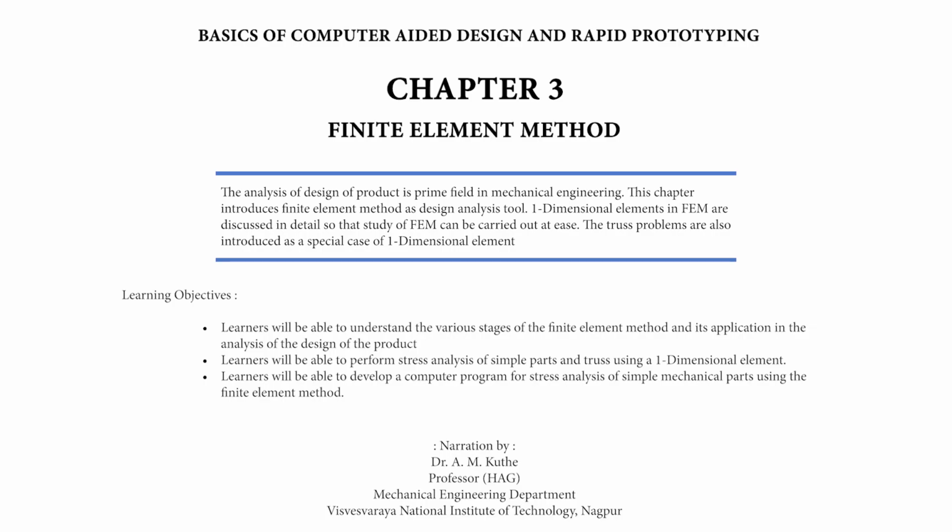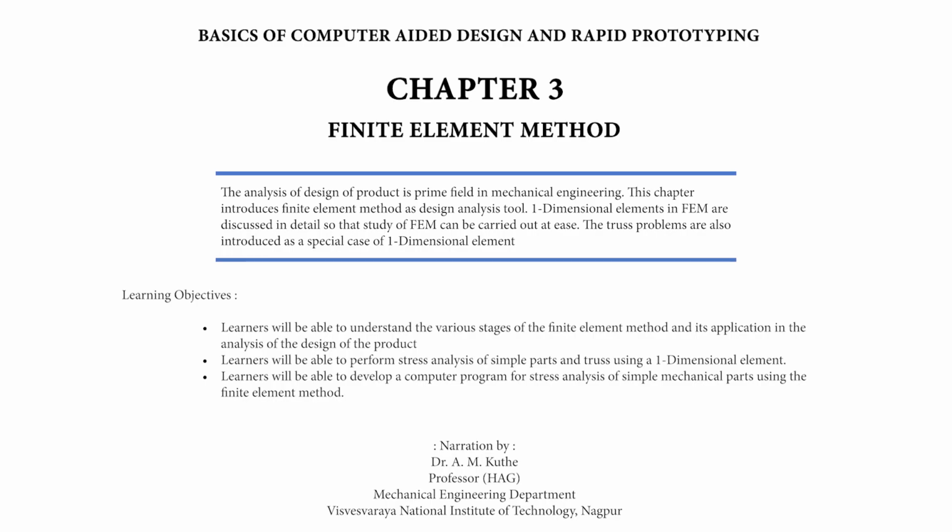Consider a spring subjected to force P. Let U be the displacement of the spring and K be the stiffness of the material of the spring. Refer figure 3.3. The strain energy developed in the spring is given as 1/2 Ku square. Force P is getting displaced by U units.